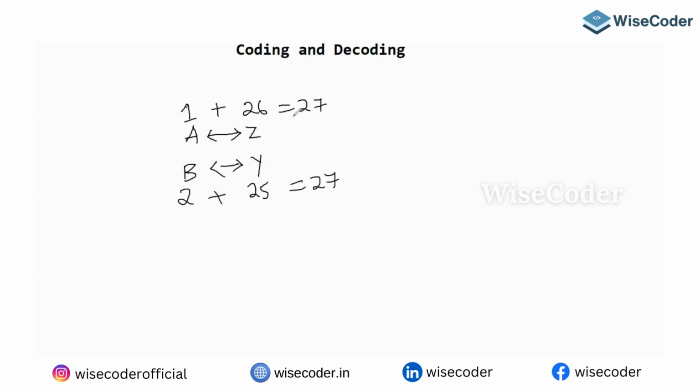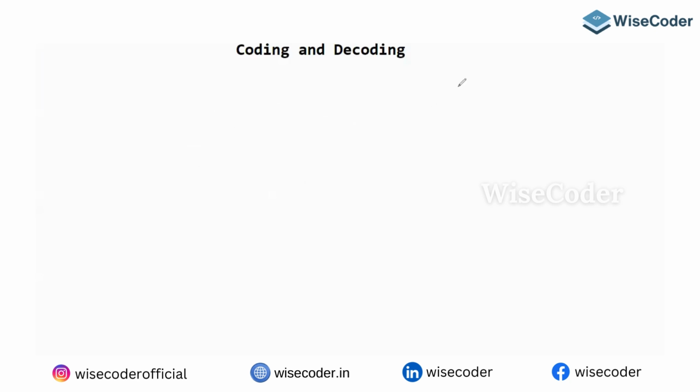So opposite letters means the sum of the two alphabets is 27. Those alphabets are called opposite alphabets. I can say, in terms of which the sum of two letters is 27, those letters are called opposite letters. Next, corresponding letters.